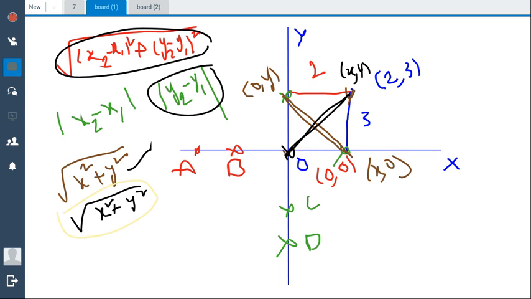Next, you can see (2, 3). In the ordered pair (x, y), the first coordinate or x coordinate is called the abscissa. 3 is called the second coordinate or y coordinate, or ordinate. So for (2, 3), 2 is the abscissa and 3 is the ordinate.